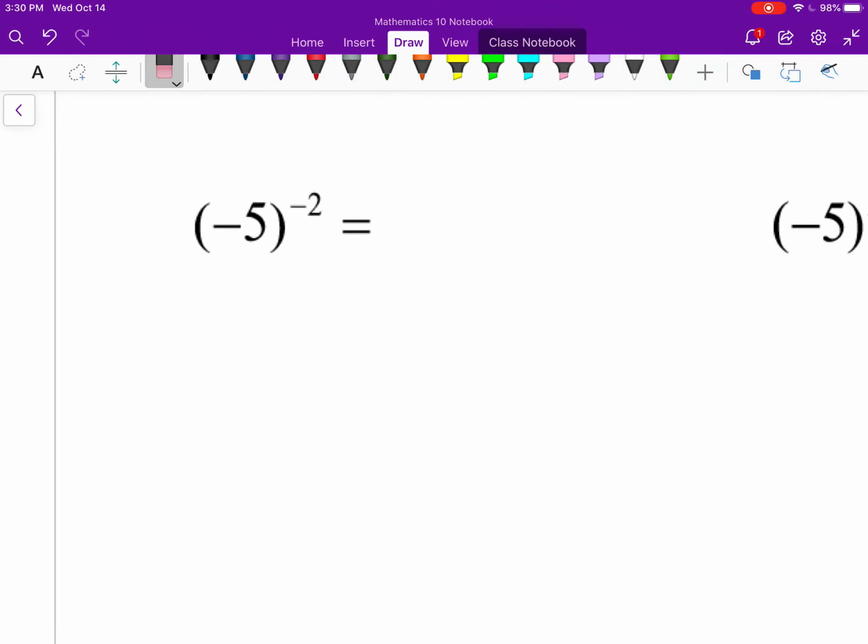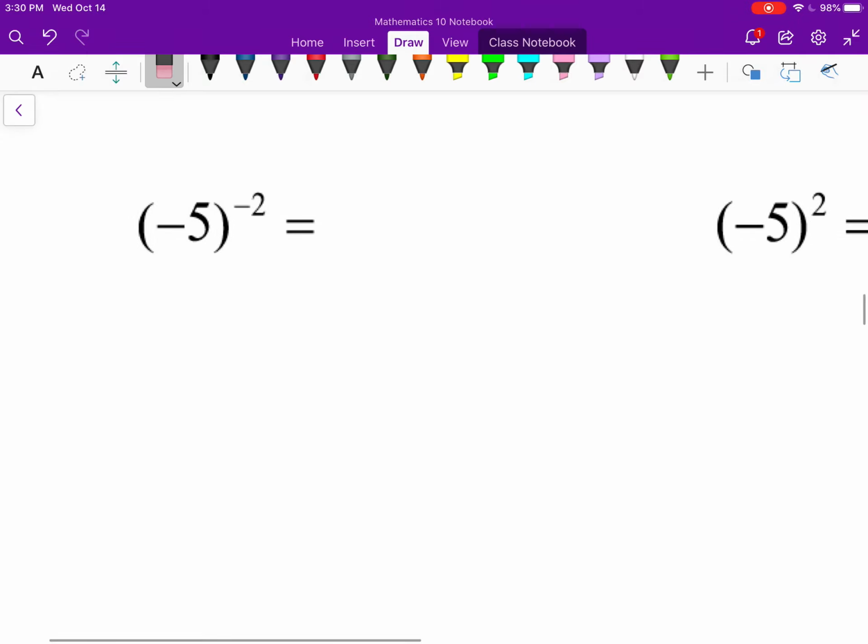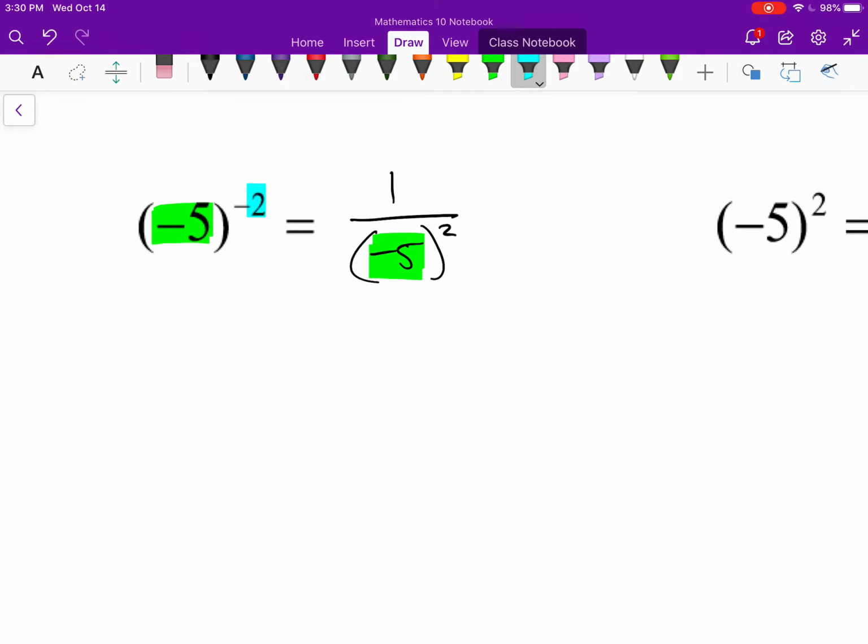Okay, negative 5 all to the negative 2. So what does this equal? Well, this means 1 divided by negative 5 twice. Those brackets are key. It's 1 divided by negative 5, divided by negative 5, right? The whole base was negative 5, so all of negative 5 is raised to a power of negative 2, which is a positive 2. And those brackets are important because negative 5 times negative 5 is positive 25.